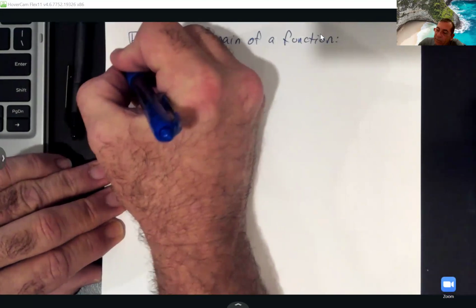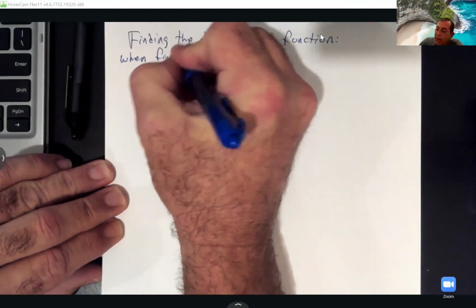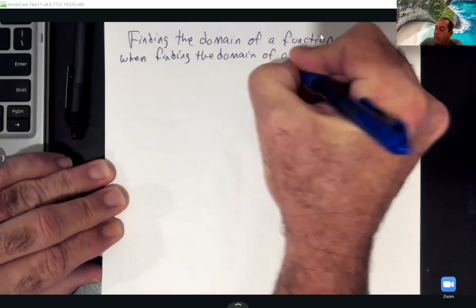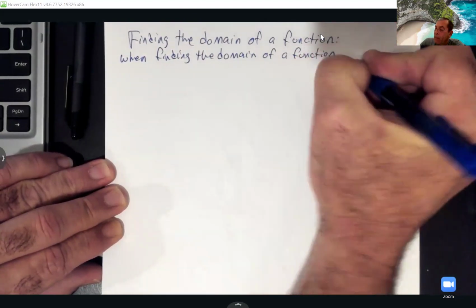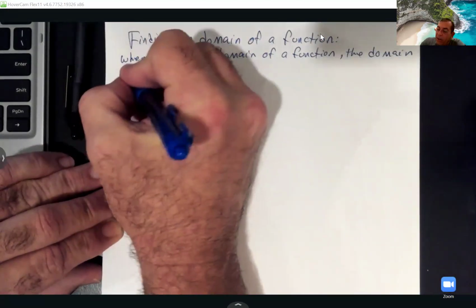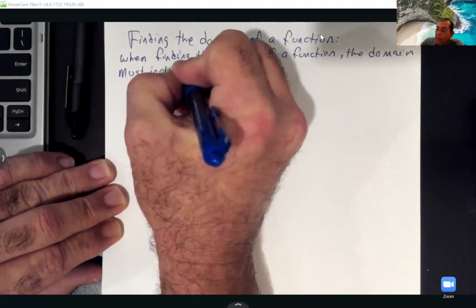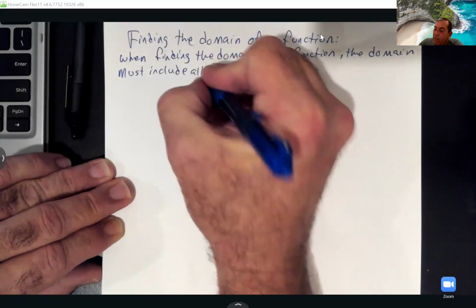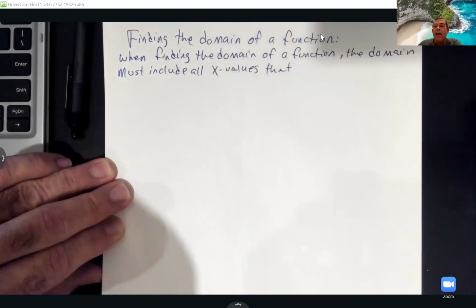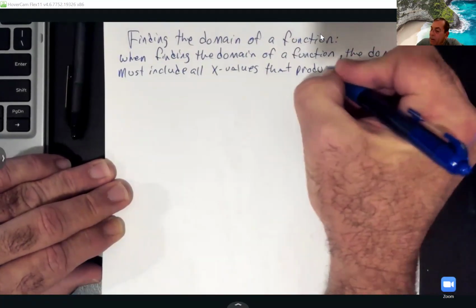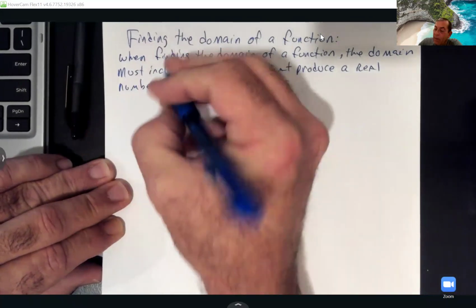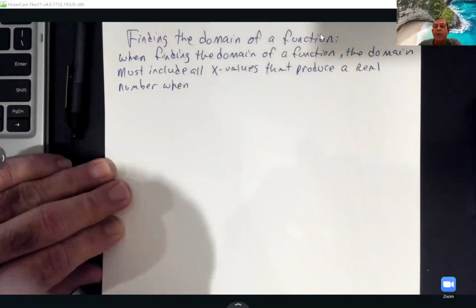So when finding the domain of a function, the domain must include all x values that produce a real number when substituted into the function.